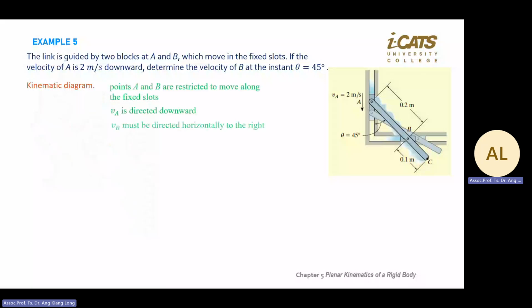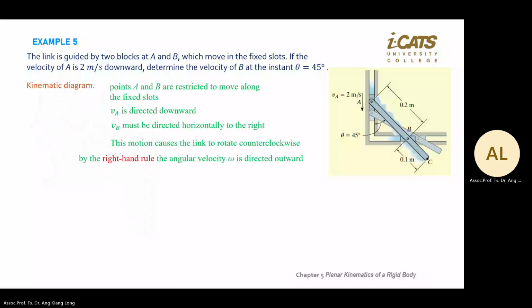So first, this is the motion that you should know. So where is the motion? A moves down, B moves to the right, and this causes the link to rotate anti-clockwise. It will rotate like this, anti-clockwise, right? So your omega is like this now. You're using the right hand rule, your thumb is pointing outward.